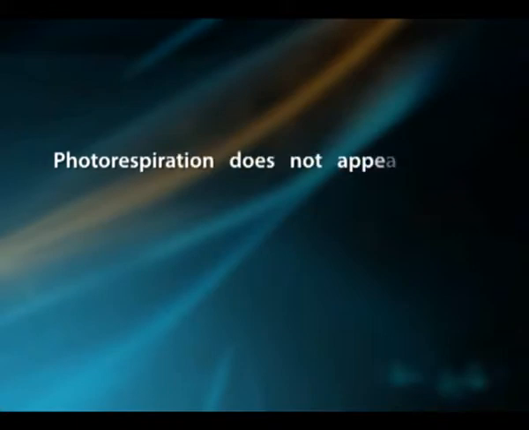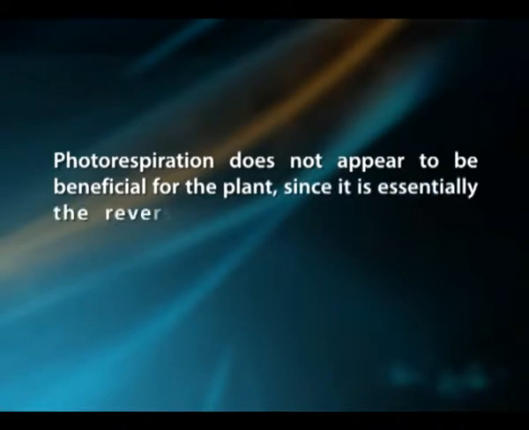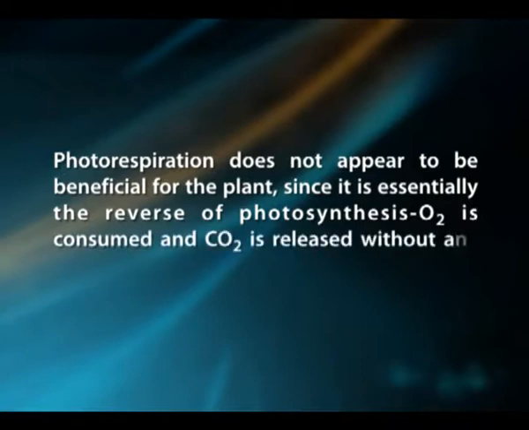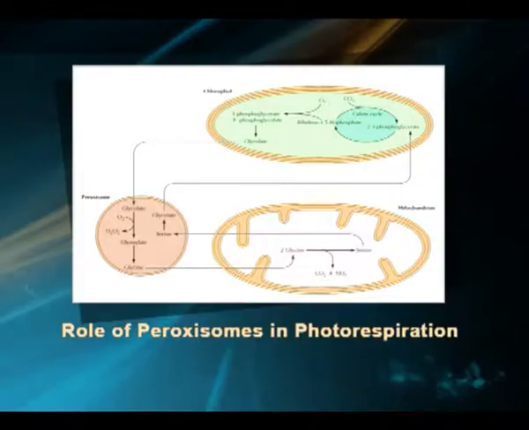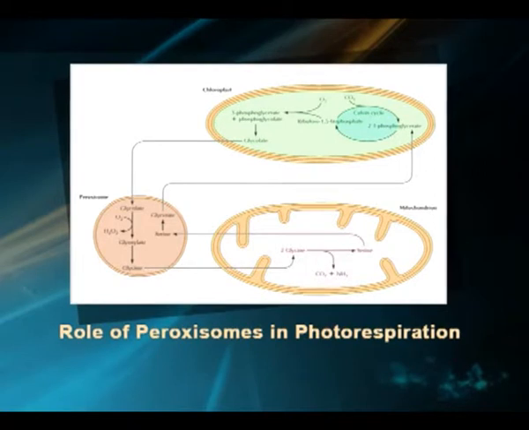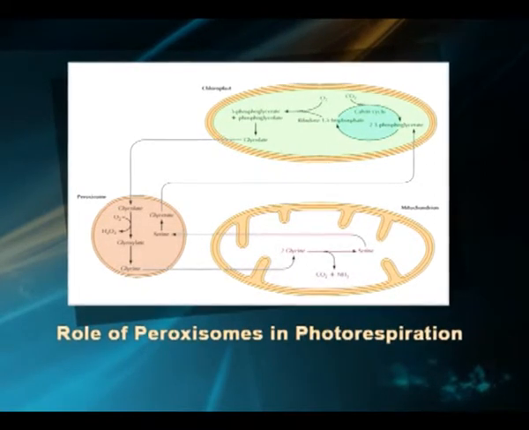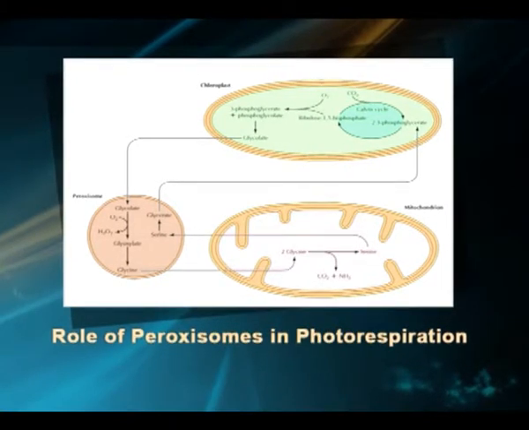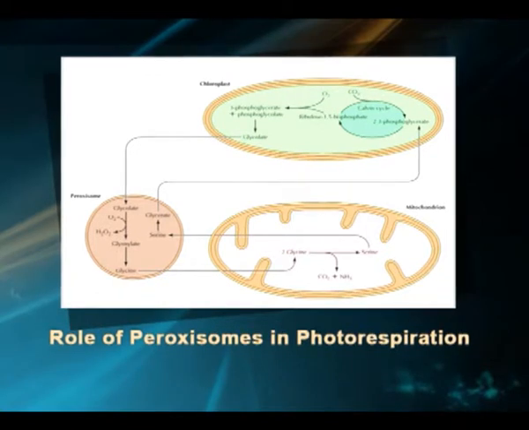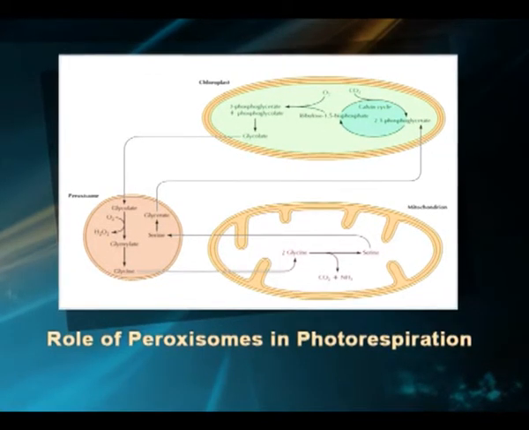Photorespiration does not appear to be beneficial for the plant since it is essentially the reverse of photosynthesis, that is, oxygen is consumed and carbon dioxide is released without any gain of ATP. However, the occasional utilization of oxygen in place of carbon dioxide appears to be an inherent property of rubisco, so photorespiration is a general accompaniment of photosynthesis. Peroxisomes thus play an important role by allowing most of the carbon in glycolate to be recovered and utilized.